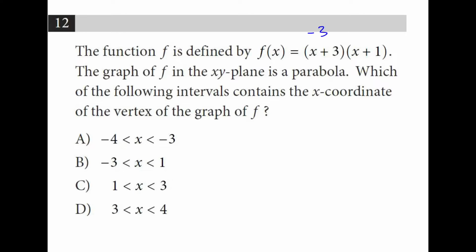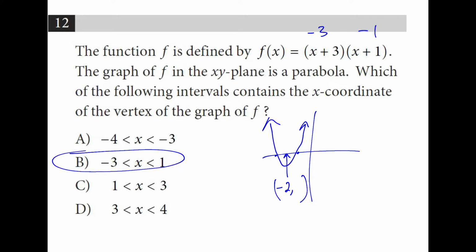So -3 and -1 are my two zeros. So that's like a parabola that looks like this, and the vertex is going to be right in the middle of those two zeros. So the vertex is going to have an x-coordinate of -2. And if I plug in, I don't need to do anything more than that, because here is the answer, the only one that contains -2 in that range.